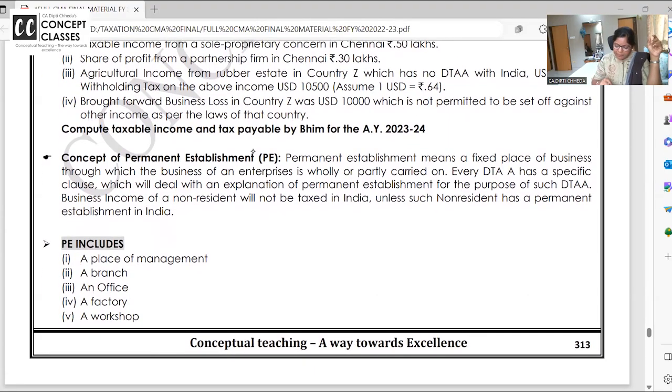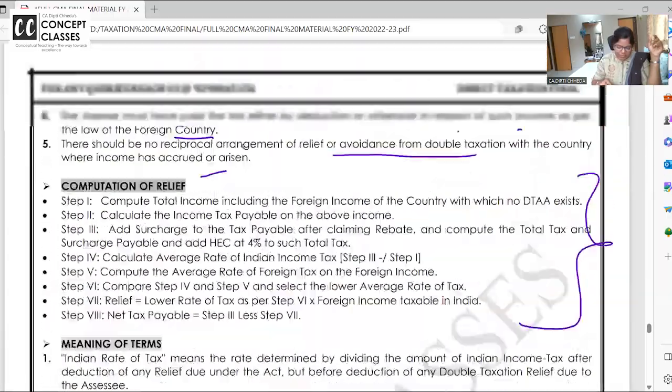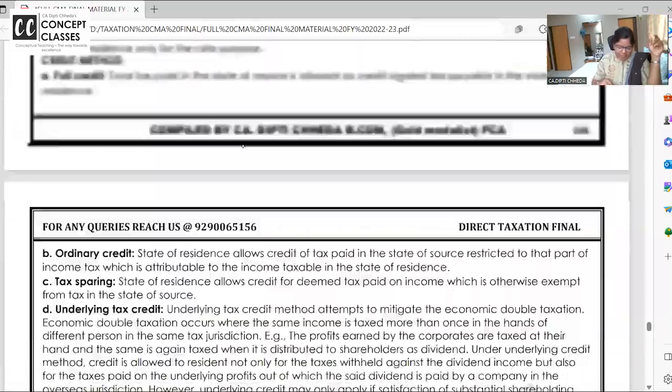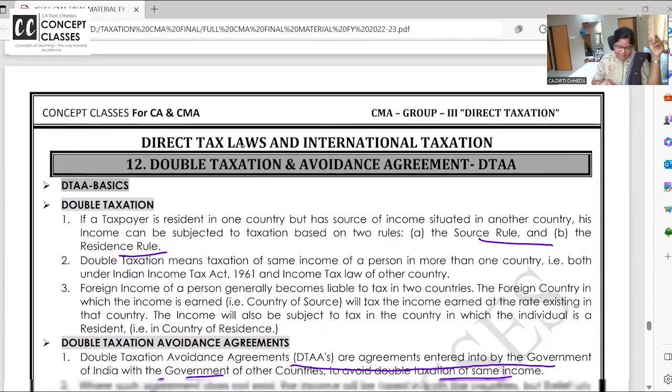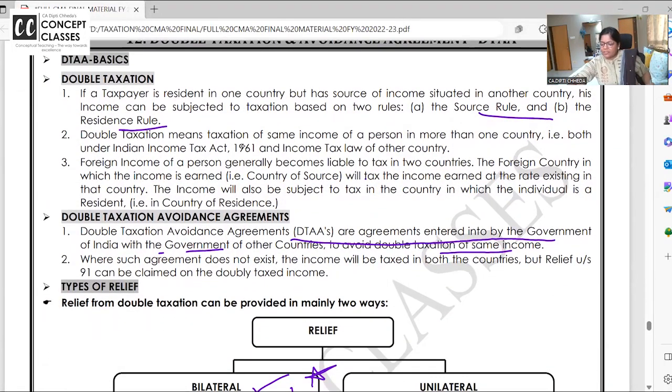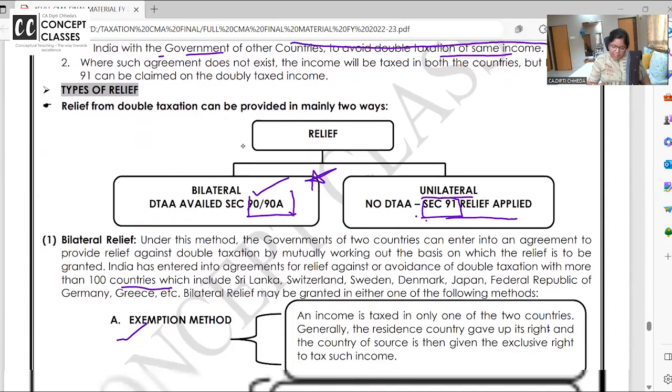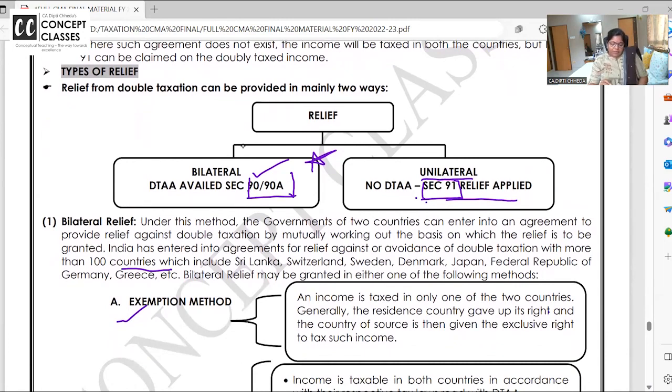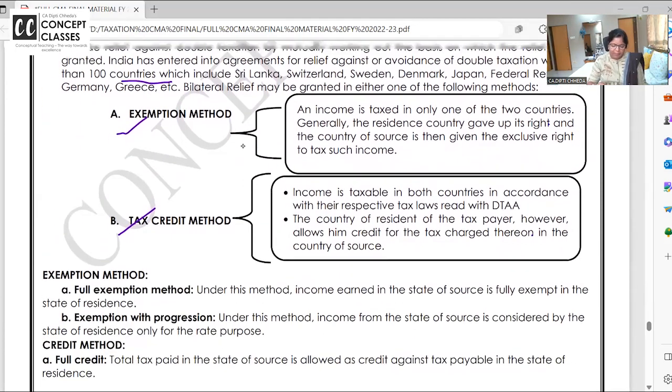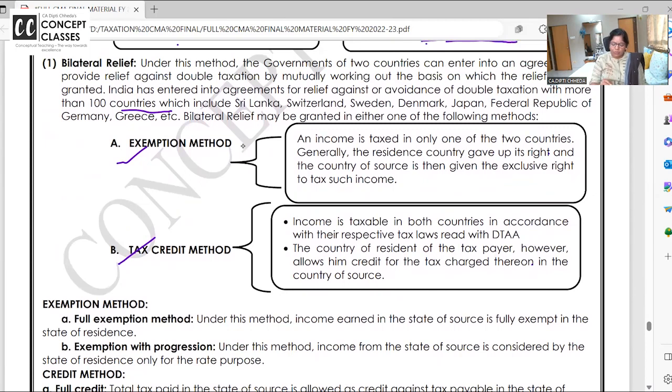Now come back to the beginning of the chapter, one or two theory concepts, 5-10 minutes more, and then we'll close up. See where I started the class. You are paying tax on the basis of the source, and you are also paying tax on the basis of residence. Now, if you have an agreement with them, then give the relief under 90 or 90A. If not, give the relief under 91. In bilateral relief, I told you there are two methods.